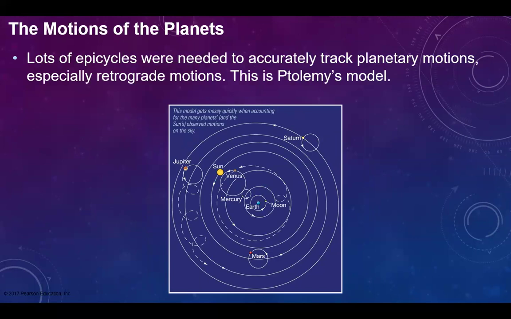Now, when you start to accurately track planetary motion, you needed lots of epicycles. Here is Ptolemy's model, and you can see it's lots of epicycles. Every planet has an epicycle. There were some extra ones in there. This is very complex. It worked, but it was very complicated.